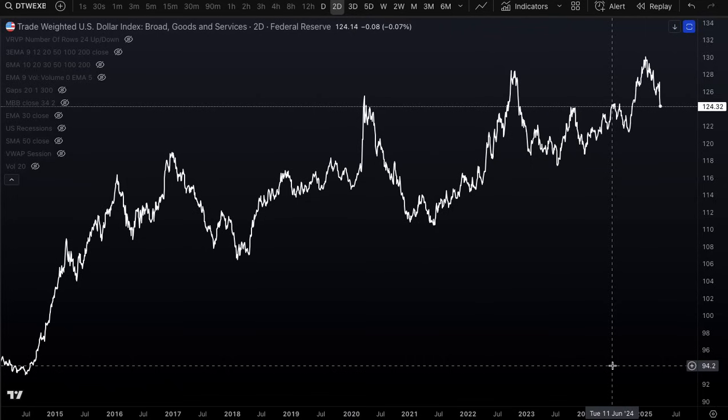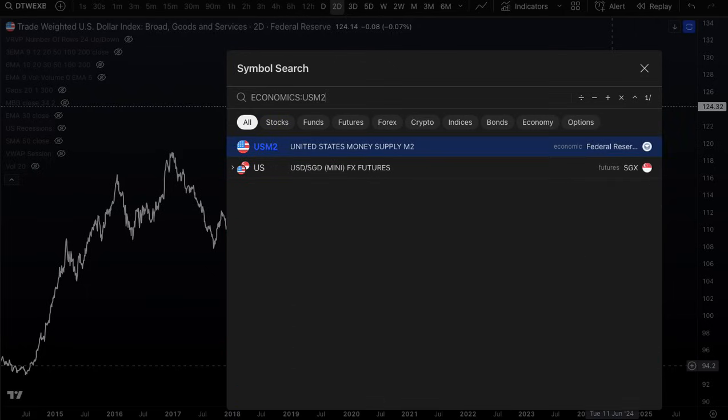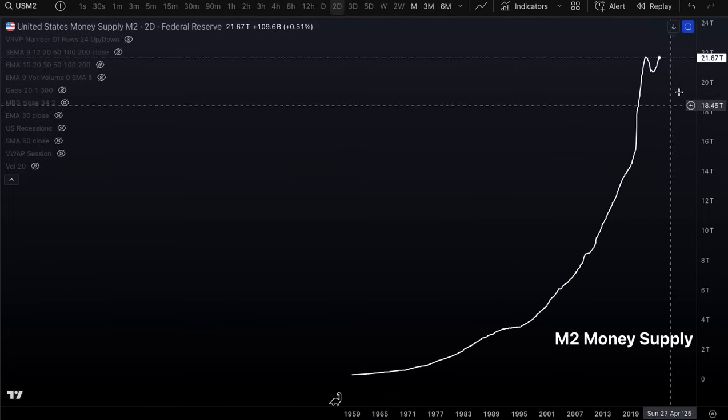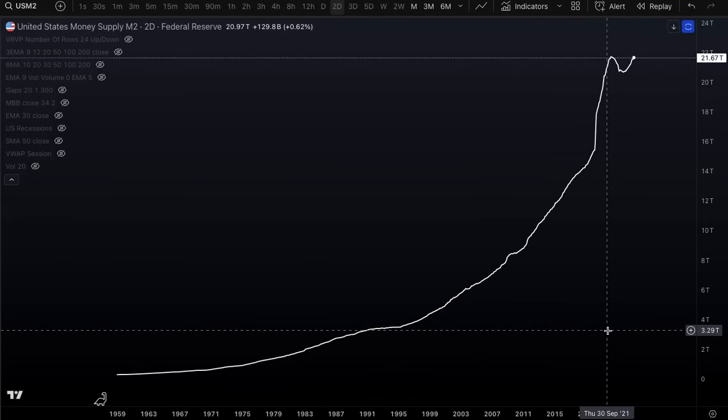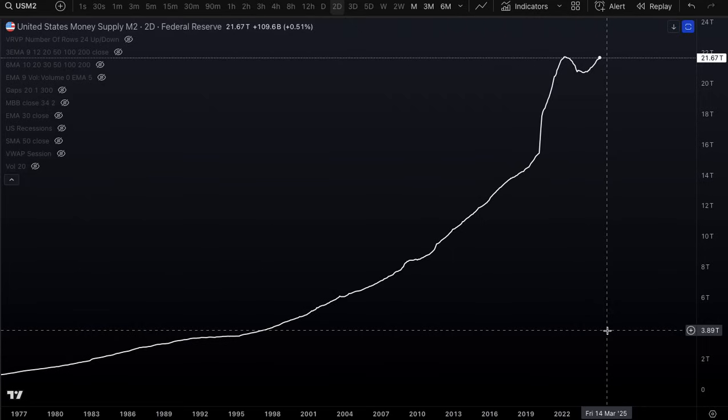We know that M2 is much smaller than the size of the eurodollar market, 21.6 trillion. And we know that the size of the eurodollar market is at least 60, 70, 80 trillion. But once you start including derivatives and kind of more broad-based measures, people have estimated it to be hundreds of trillions.